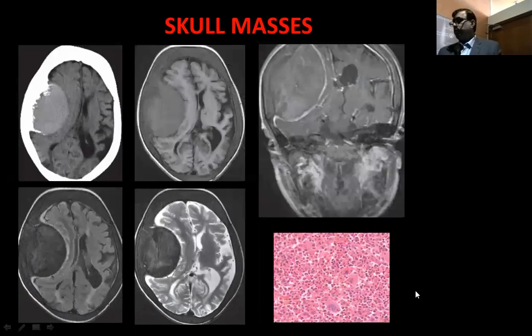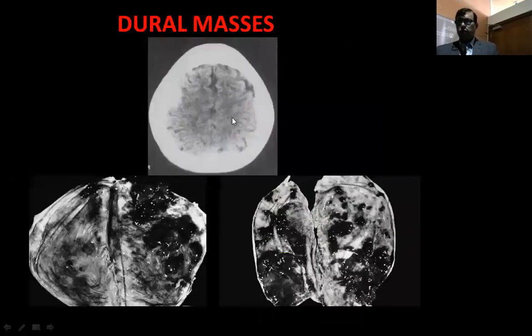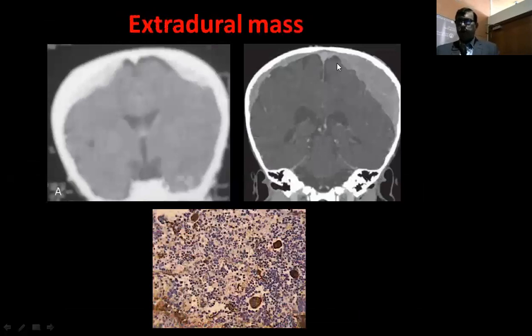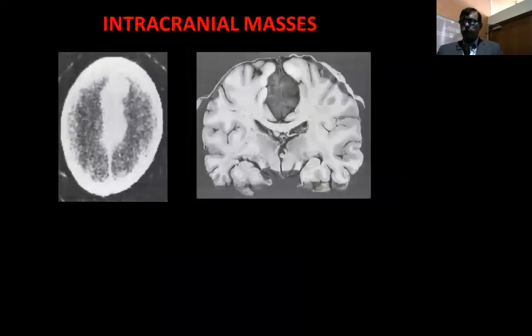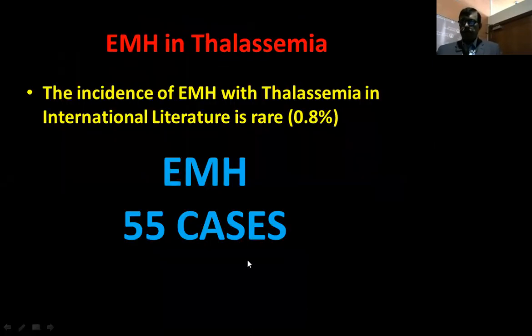Again, this is not fiction. These are rare cases. Like this one, skull masses. Or dural masses. This is the dura with masses in it. Or an extradural mass, like an extradural hematoma, but this is a mass of hematopoietic blood, or mass. Or an intracranial mass inside the brain. Here it is inside the brain in the triangle.